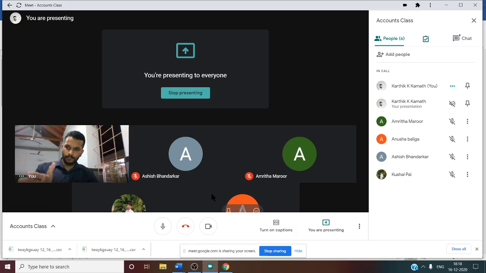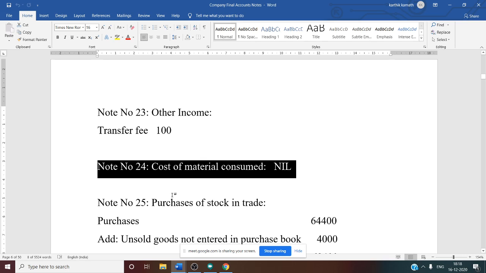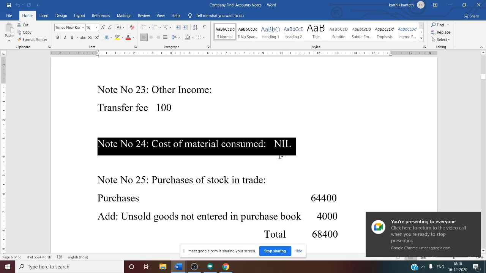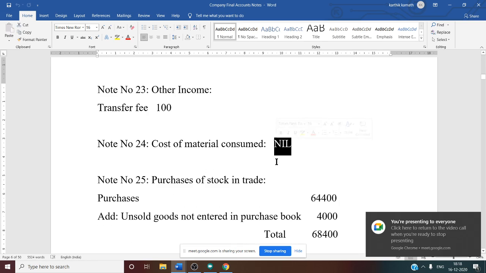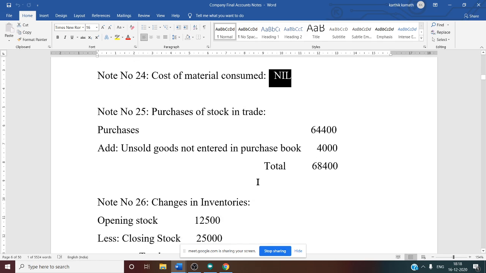Then working note number 24, if you see, is the cost of material consumed. So the first two working notes are for revenue, that is revenue from operation and other income. Then we can get the total revenue. Then the next thing is total expenses. We want the final total. So the expenses working notes start from 24 to 30. Now let us see this one. See this working note number 24. Cost of material consumed is nil. Even if it is nil, you have to show that working note. It is nil because raw material information is not given in the trial balance. It is not there. That is why it is treated as nil.